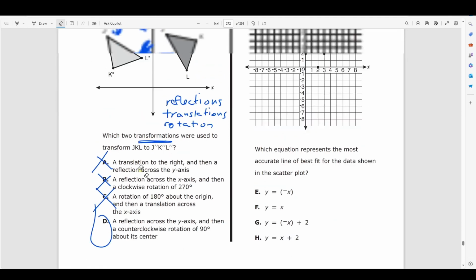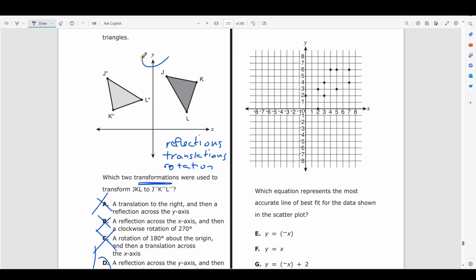Choice D says a reflection across the y-axis. So guess what? We flip the page over here. So here we have J, here we have L, and here we have K. So now we have this brand new triangle.